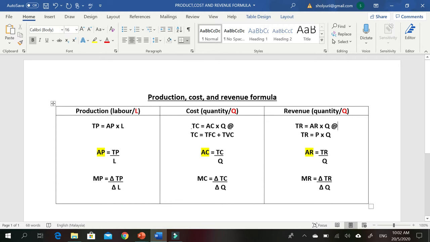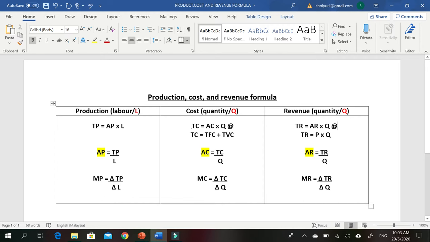Kali ni, nampak formula dia berbeza kan? TFC plus TVC, AC times Q. Totally different formula, isn't it? Okay, but this one is the same. Something darab Q, something darab Q. So, apa kesimpulan dia? Kesimpulan dia adalah nilai P and nilai AR is basically the same. Nilai yang sama, sebab hasil dia akan membawa nilai yang sama, iaitu TR.